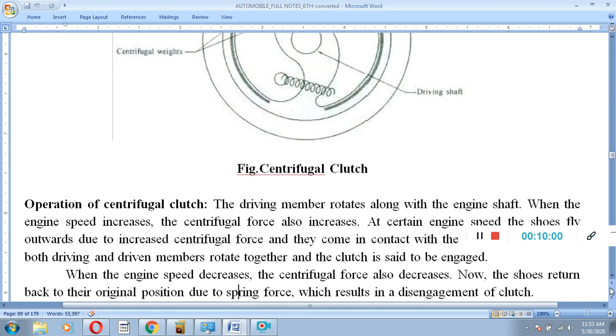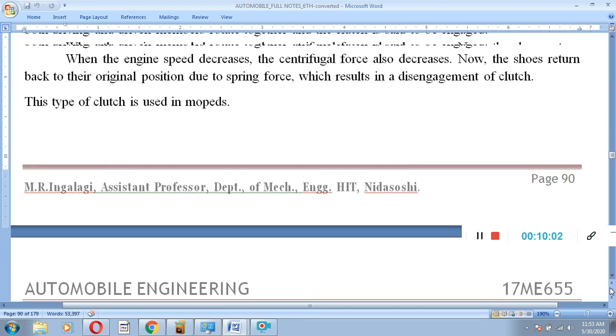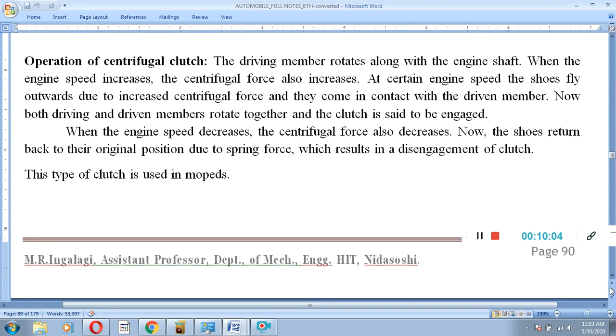Now the operation of the centrifugal clutch. So how does it work? The driving member rotates along with the engine shaft. When the engine speed increases, the centrifugal force also increases. At a certain engine speed, the shoes fly outward due to the increased centrifugal force, and they come in contact with the driven member. Now both the driving and driven members rotate together and the clutch is said to be engaged.